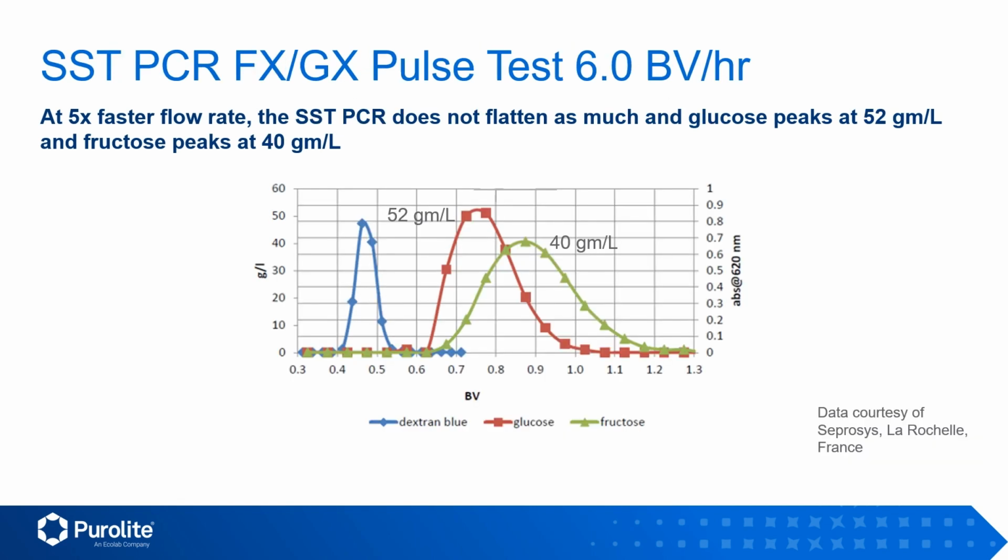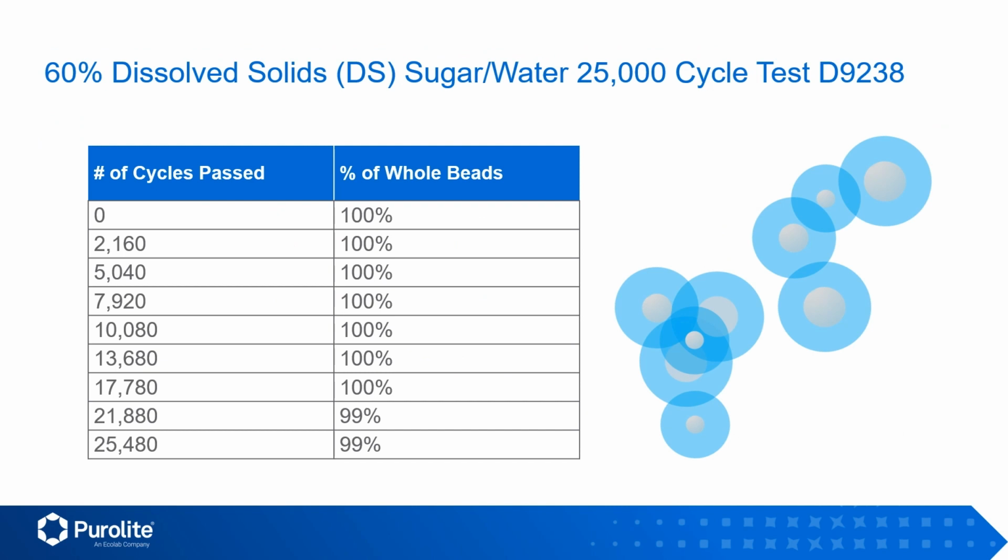At the same velocity, the SST-PCR glucose curve peaked at 52 grams per liter, and the fructose curve peaked at 40 grams per liter. To verify that the SST-PCR would withstand the osmotic shock of syrup water cycling, we cycled it with 60% syrup, followed by water for over 25,000 cycles, with only a 1% breakage in the later cycles.